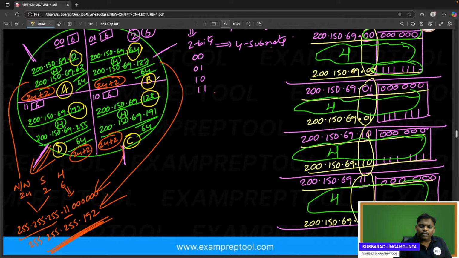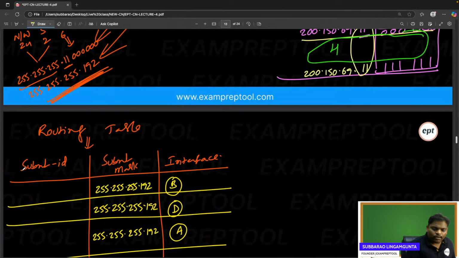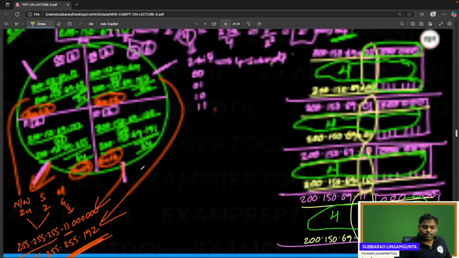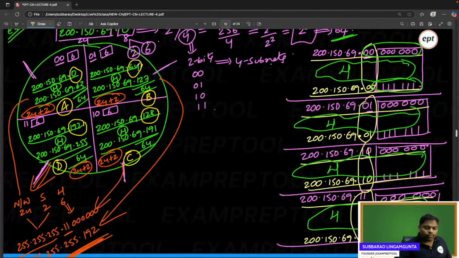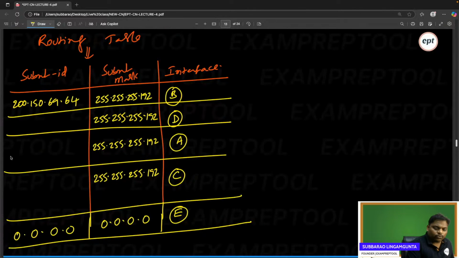So let me write the B net ID 64. Can you see this one? B net ID 64. 200, 150, 69. It is going to be 64. B interface C. It is a B. So net ID is 64. What about A? A 0, I think. A 0: 200, 150, 69, 0.